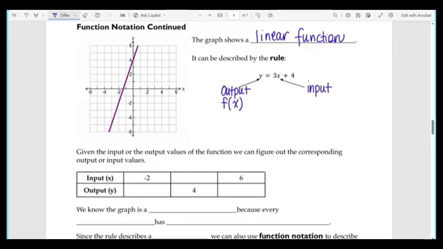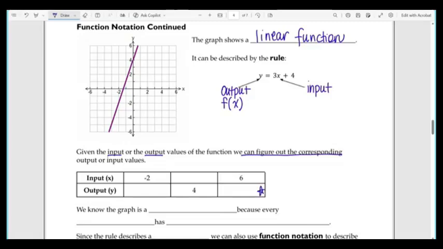So remind you on the graph, the y are all of your up and down values. Your x's are all of your left and right values. So I have this graph. I'm given a table of values below. If I'm given an input or an output, I can figure out the corresponding. So if I'm given one, I can figure out the other. I can figure it out by looking at the graph or by using our function notation.